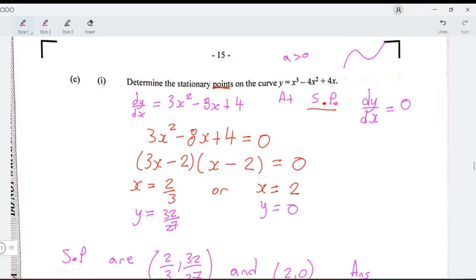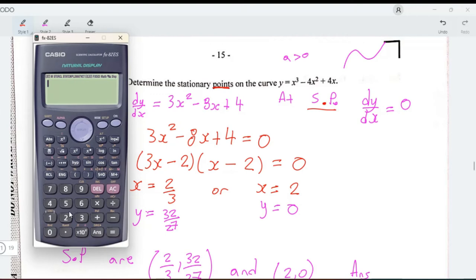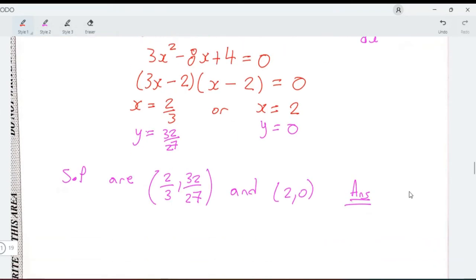This is a little suspicious. I just want to check something again. 2 cube minus 4 times 2 square plus 4 times 2. So I just want to make sure it's a root. Yes, it is indeed a root.